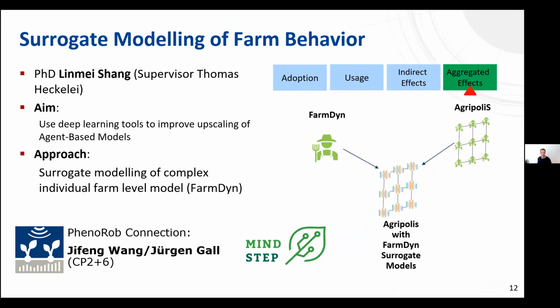And then finally, something that I'm working on with Lin-Mei Zhang, who is supervised by Thomas Heckelei, and that is a topic that goes back to basically the original CP6 proposal, I would say. The idea is that we use deep learning approaches to build surrogate models of complex individual farm level models that are then used in agent-based models at a larger scale, so really addressing these upscaling questions. And that is something that we're collaborating on with Jürgen Gall and his PhD student, Qifeng Wang.